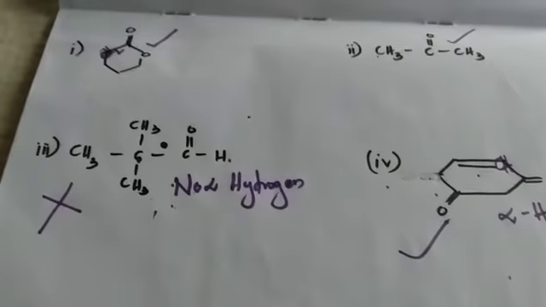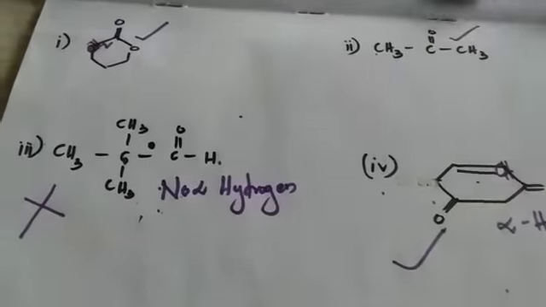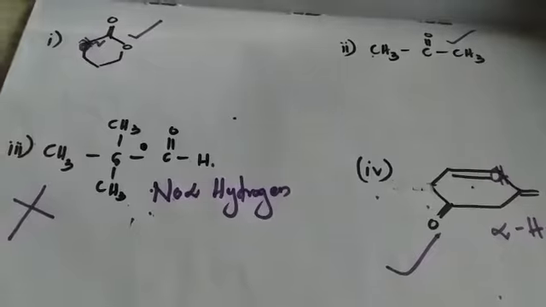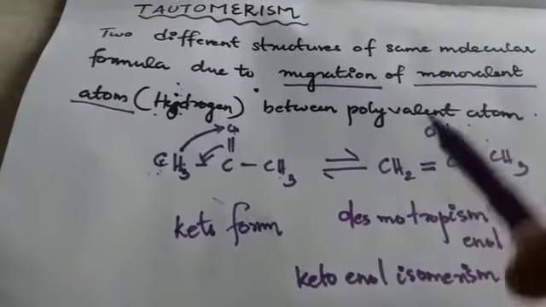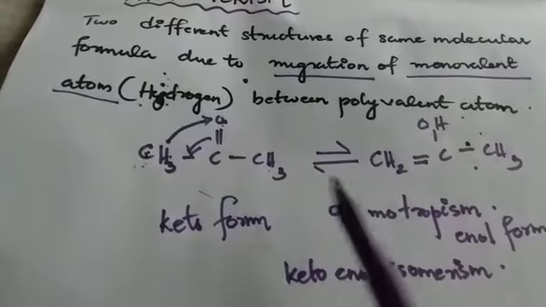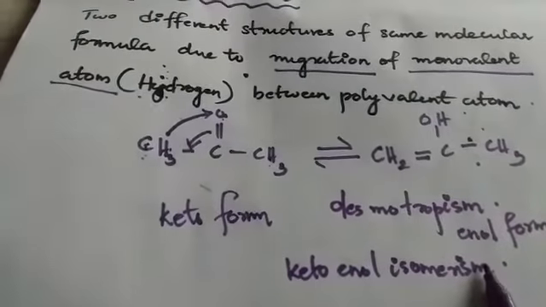So we have done four questions and we have studied what tautomerism is. Tautomerism is a structural isomerism. It is also known by the names desmotropism and keto-enol isomerism.